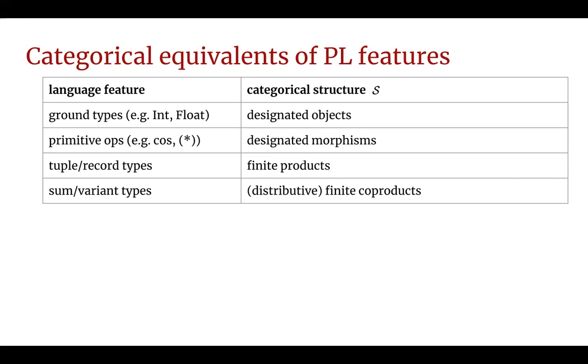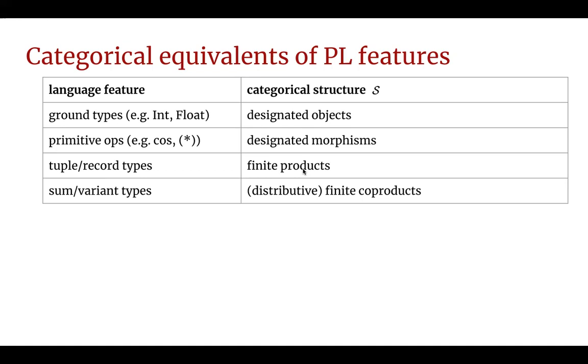Having tuple types or record types corresponds to having finite products. Sum and variant types correspond to having finite coproducts that are distributive. Okay, so this is the nice story so far. This is the story where we can precisely follow the semantics in our implementation of AD, because we have a semantics of derivatives and tuple types and record types and sum types.